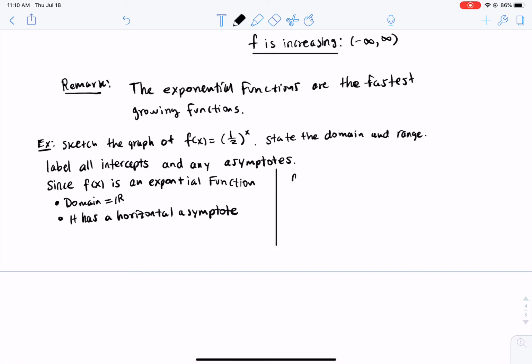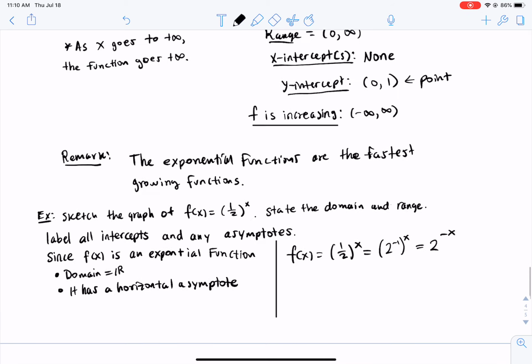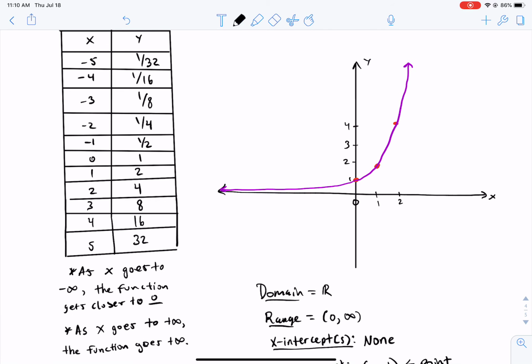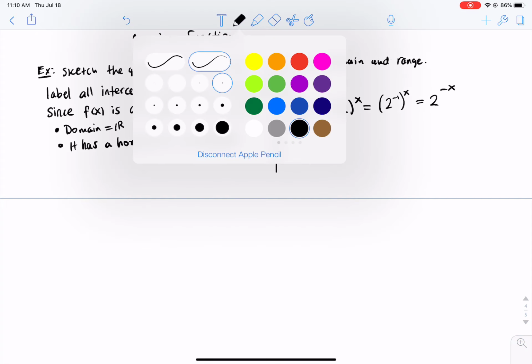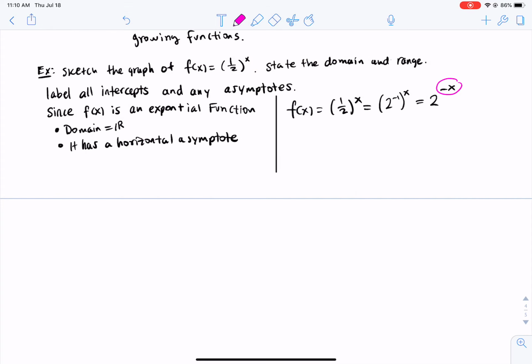What is another way to write out f of x as 1/2 to the x? We can write 1/2 as 2 to the negative 1, and then we can use the exponent rules to rewrite this as 2 to the negative x. So you can think about the original function as 2 to the x. What transformation do you do to that one to get this one? Yeah, that negative tells you that you reflected this about the y-axis.